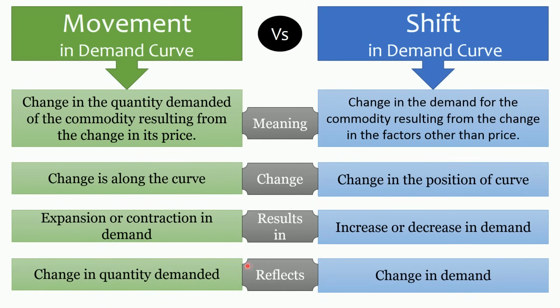Lastly, while movement in demand curve represents the change in the quantity demanded of the commodity, it is one of the most important differences. That is, suppose when the price of the commodity is 5 rupees, the quantity demanded is 100 units. But when the price is 10 rupees, the quantity demanded changes to 50 units. So the quantity demanded changes in this case. But in case of shift in demand curve, there is a change in demand for the commodity. As in, when the income of the consumer rises, he shifts to better quality products or branded products. So there is a shift in the demand of the consumer.